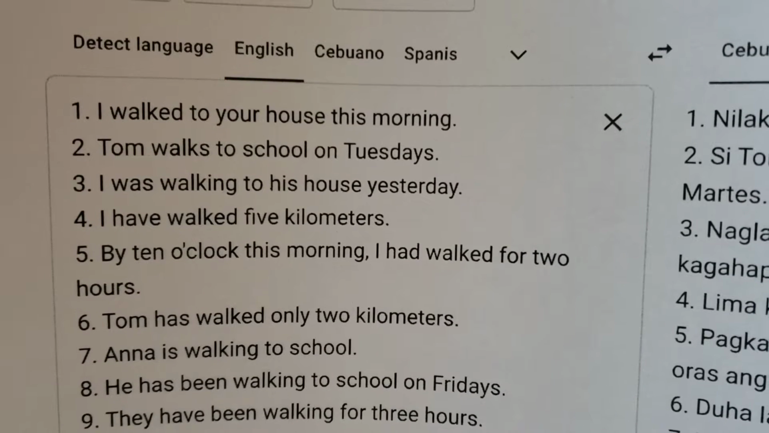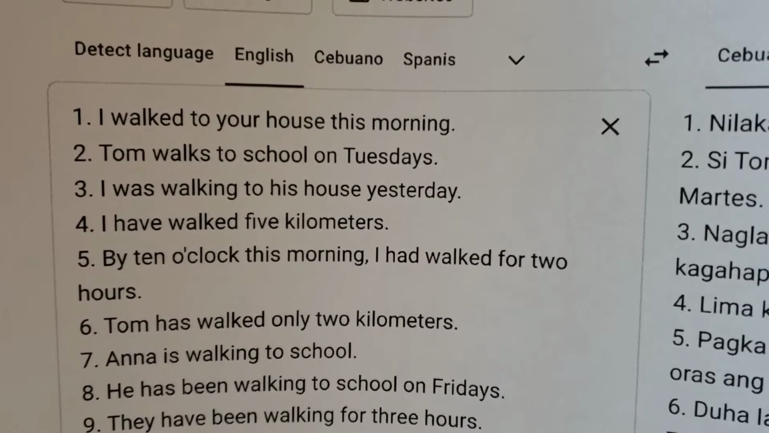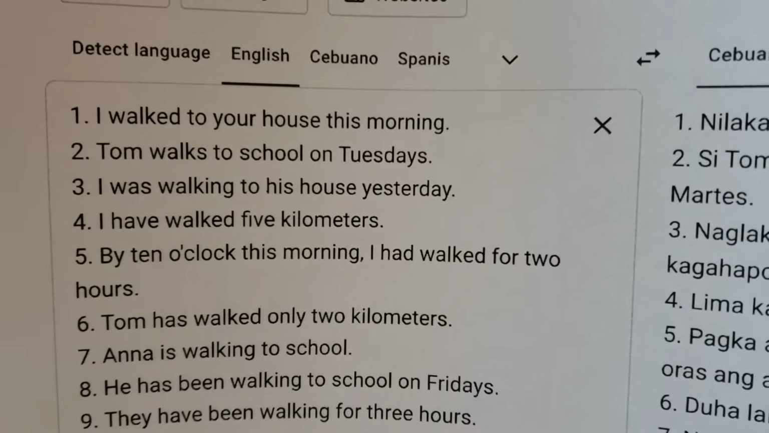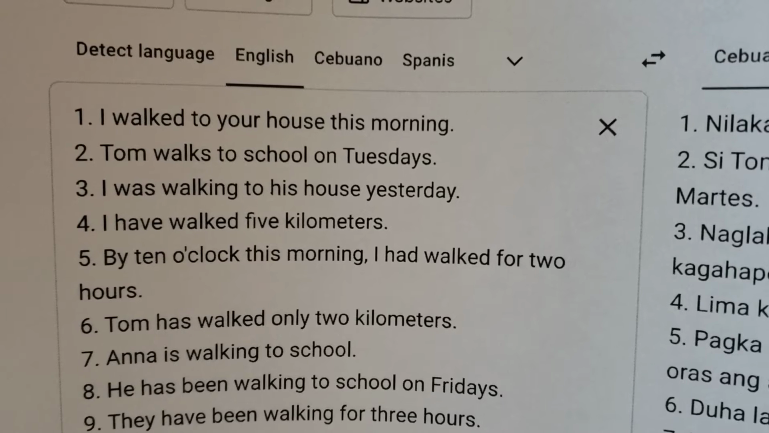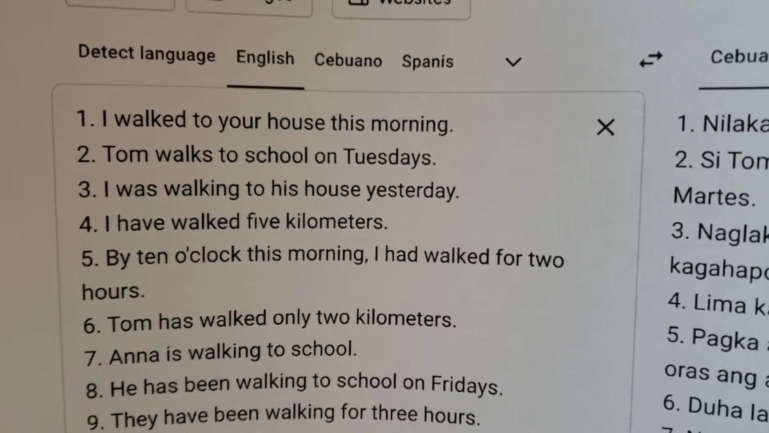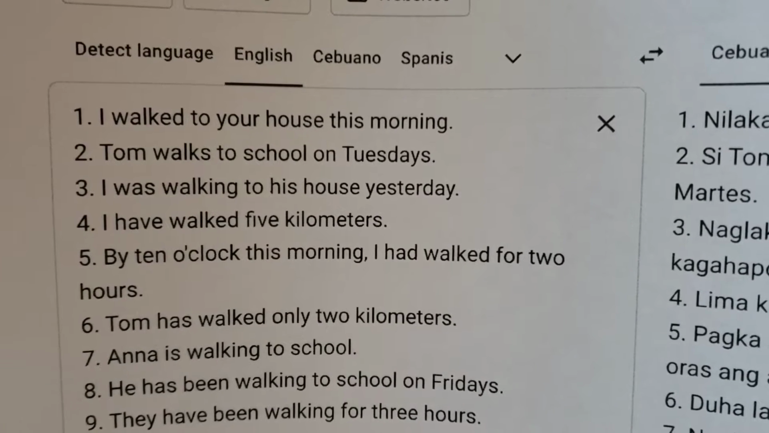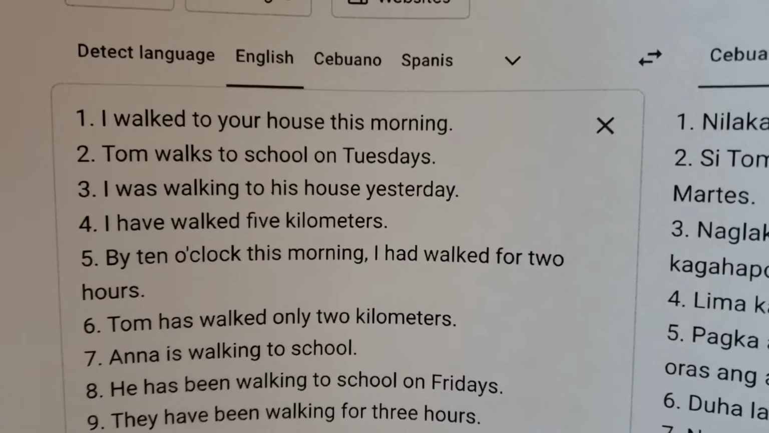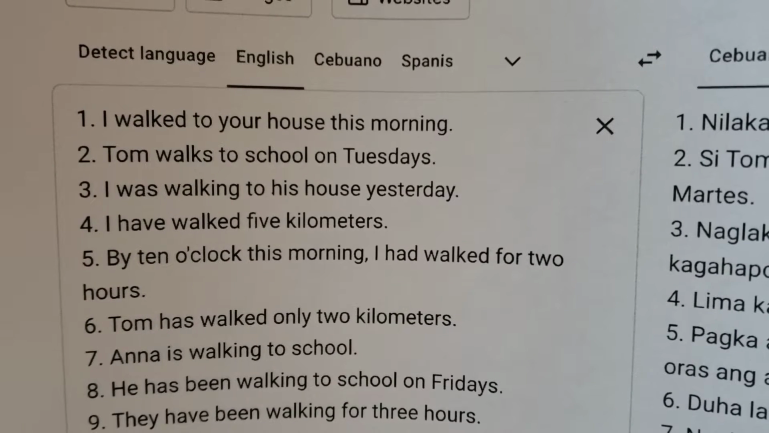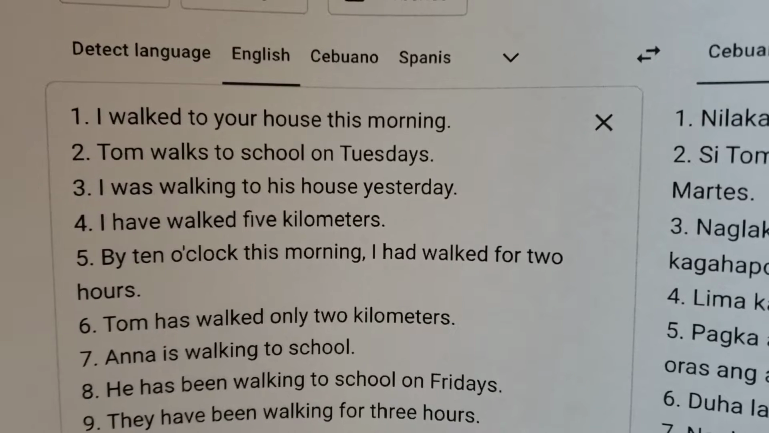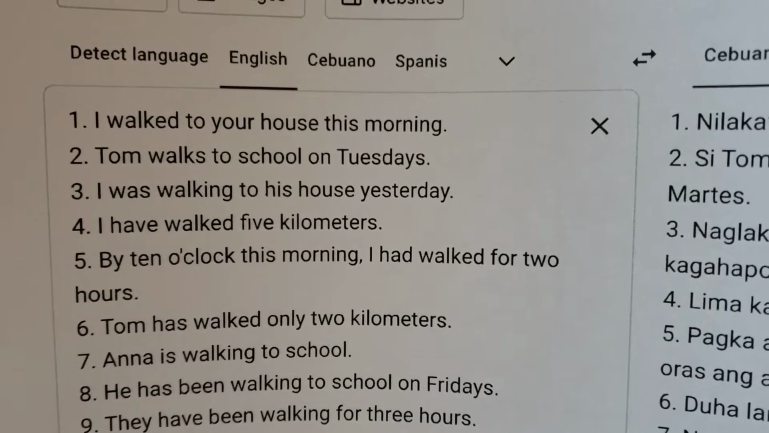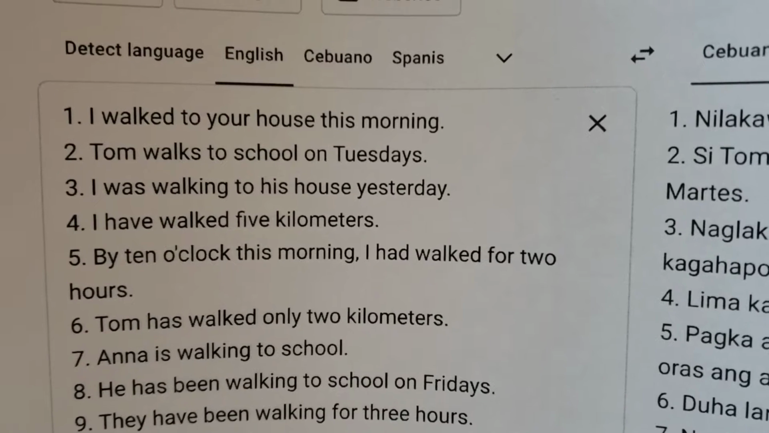Number four is an example of a present perfect tense, an action that began in the past and extends or completed at the time of the conversation or writing. Unknown, we don't know if it will continue in the future, but it did begin in the past and it's continuing to the present time. Have walked. I have walked 5 kilometers already.